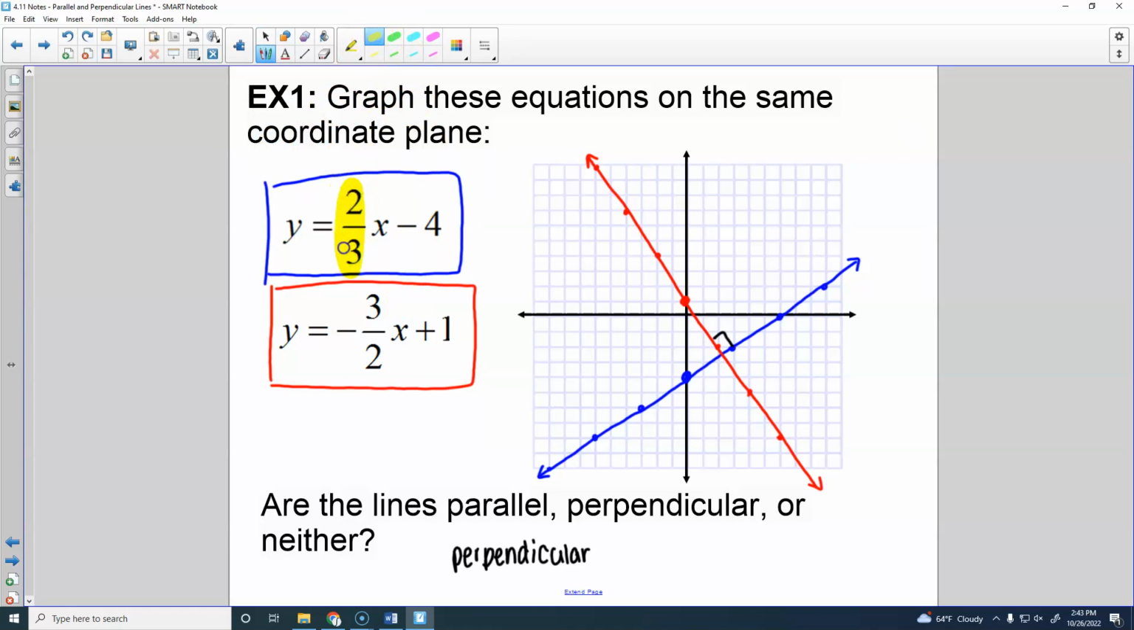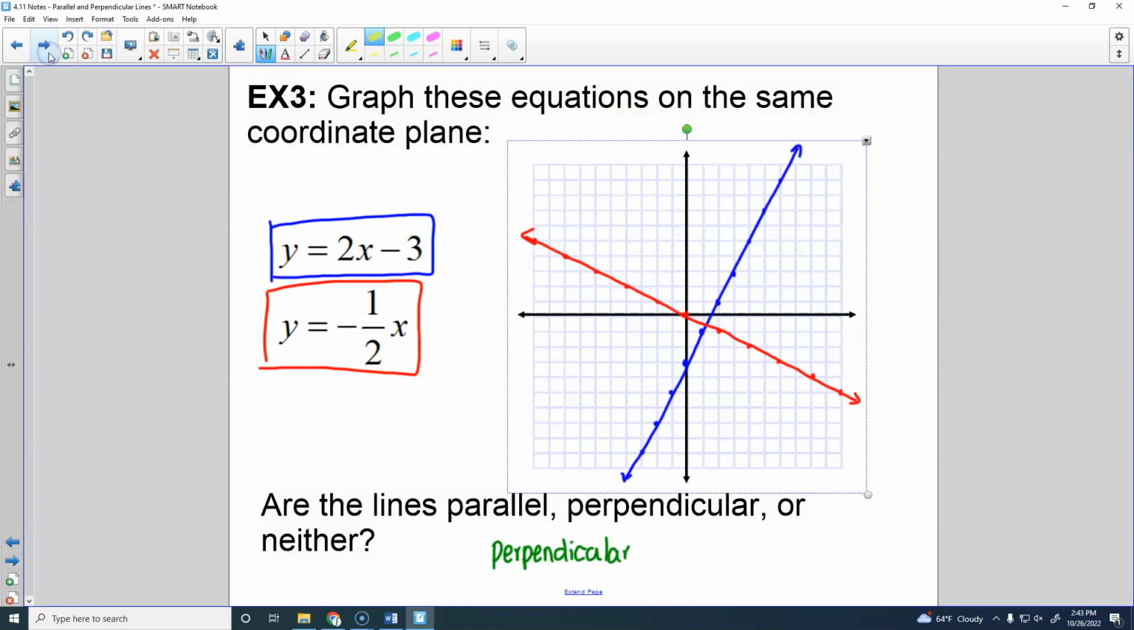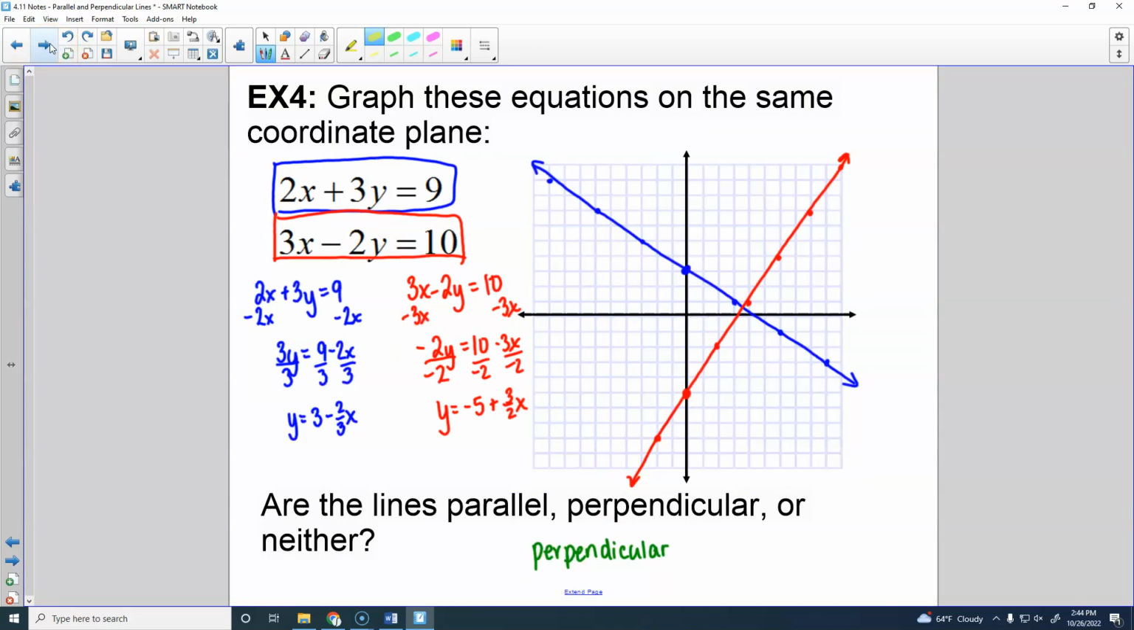So right here I had 2/3 for this slope, negative 3/2 for this slope. My lines ended up being perpendicular. Let's look at all the other perpendicular ones. Here's a perpendicular one, example 3. It had a slope of 2 and negative 1/2. And that was perpendicular. If you think you know the trick, don't shout it out yet. All right. 4 was also perpendicular. My slope right here was negative 2/3, and my slope right here was positive 3/2. That gave me perpendicular lines.